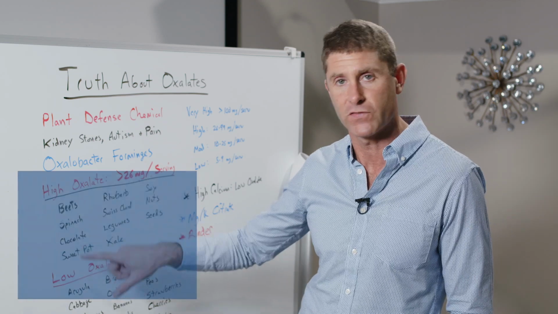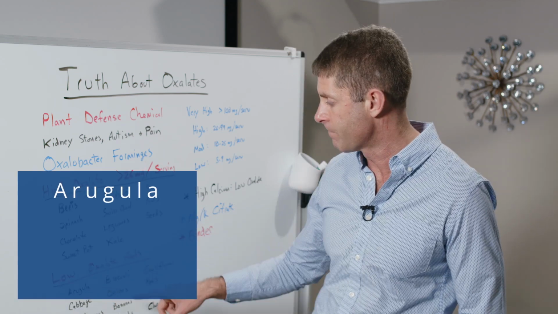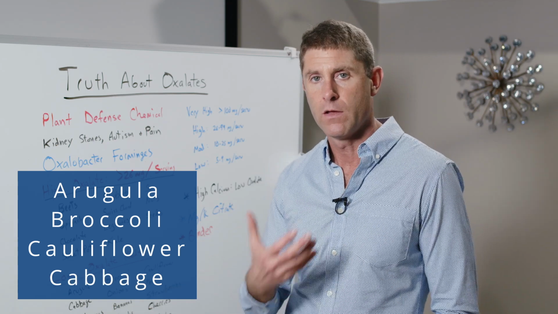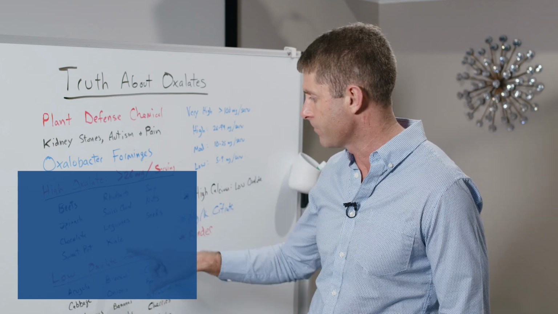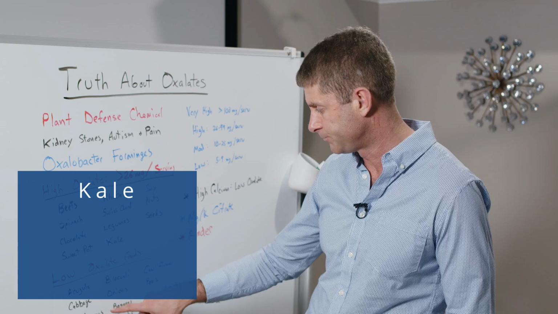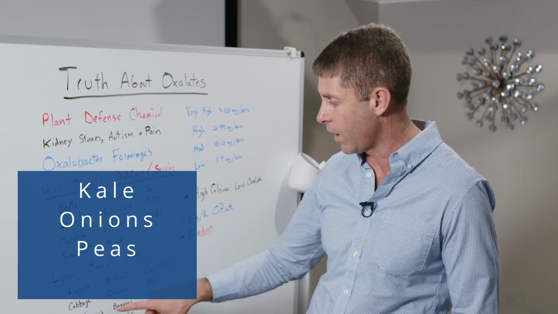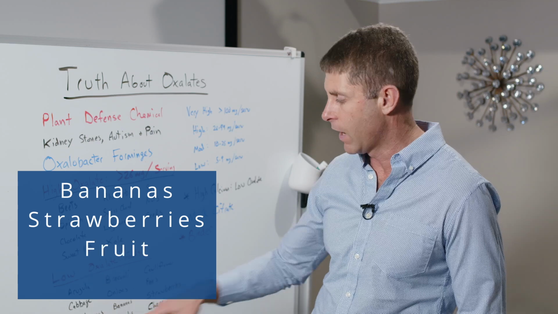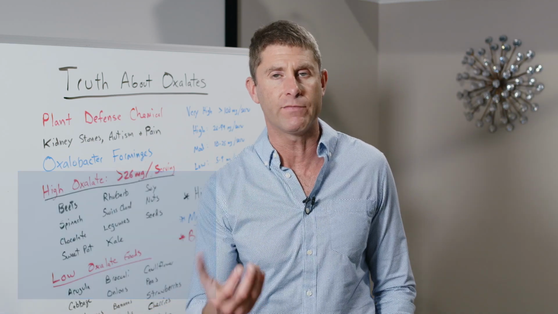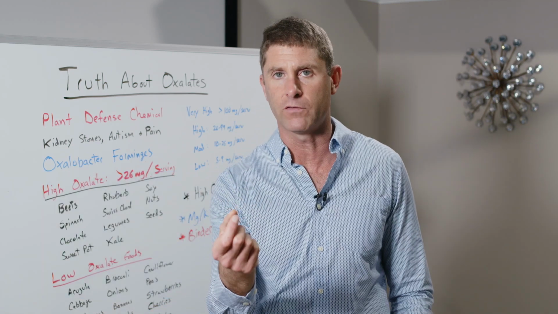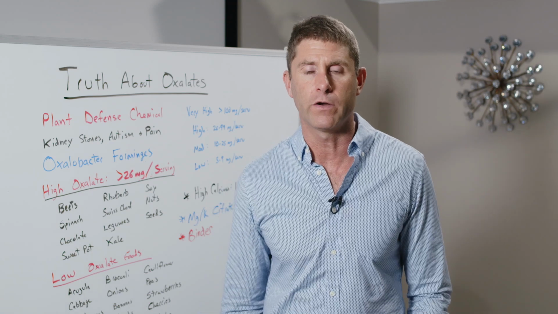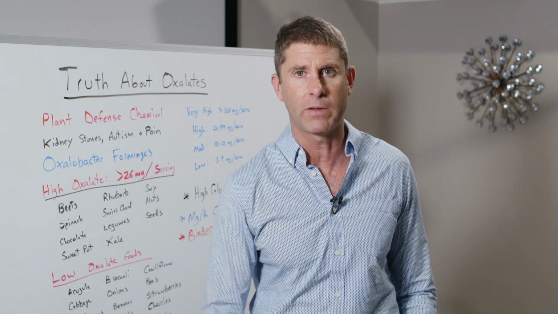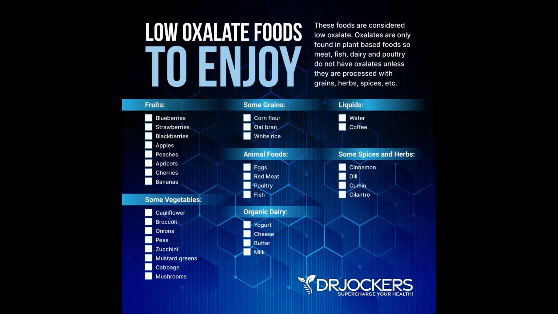Like instead of spinach salads, let's do arugula salads. Broccoli is low oxalate, cauliflower, cabbage, the cruciferous family tends to be a little bit lower. Kale is kind of moderate to high. Onions and peas are low. Mushrooms, bananas, strawberries. Most of our fruit, I'm not overly concerned, even though raspberries, for example, are a higher oxalate fruit. Not overly concerned with getting it as much from fruit because fruit just has, in general, less plant defense chemicals that the body has to deal with.